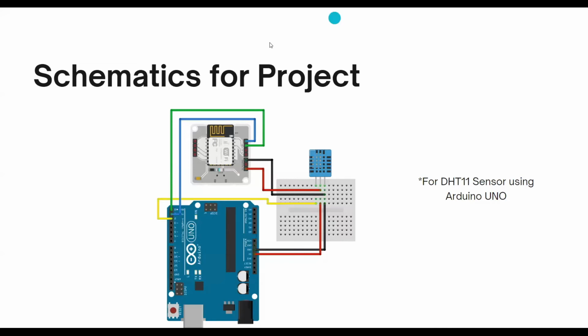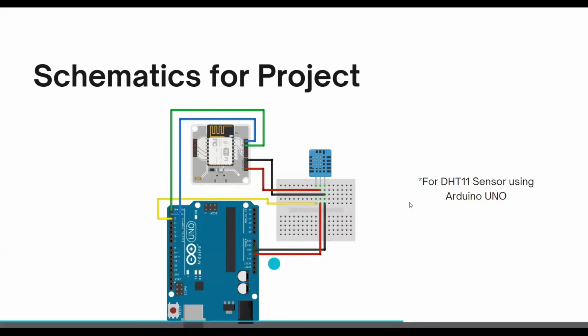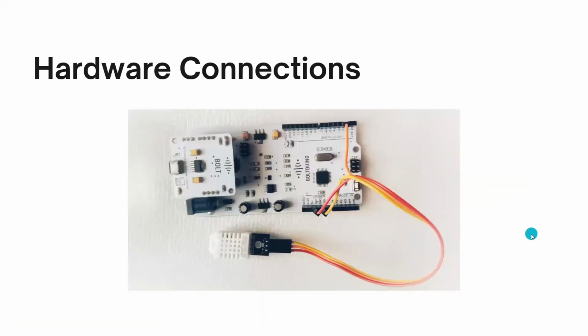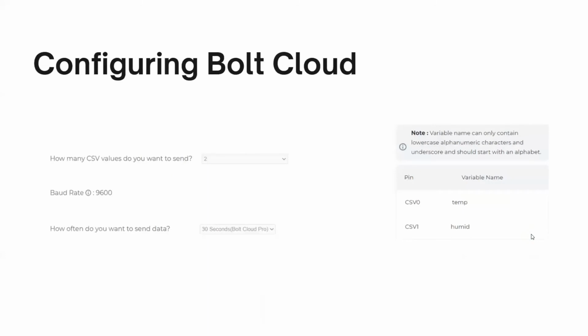So I hope you are able to see my Boldrino. I have connected this DHT sensor according to the diagram. The benefit of Boldrino is I only need 3 wires. That's it. For Wi-Fi connectivity, I don't need to connect all these other things, so that's why I'm using Boldrino. These are the hardware connections. Now we will see how we can make this project.